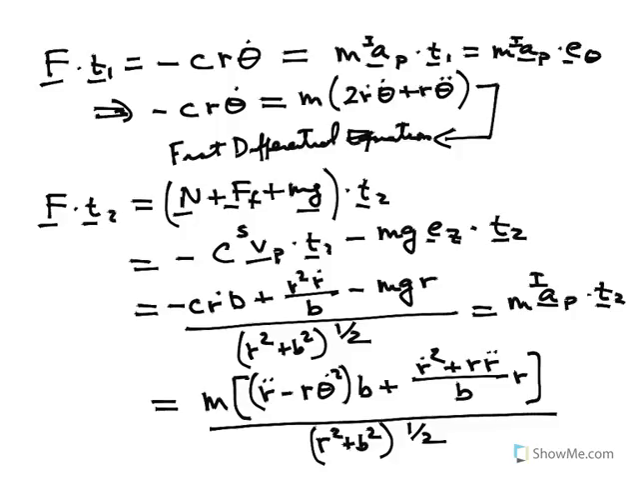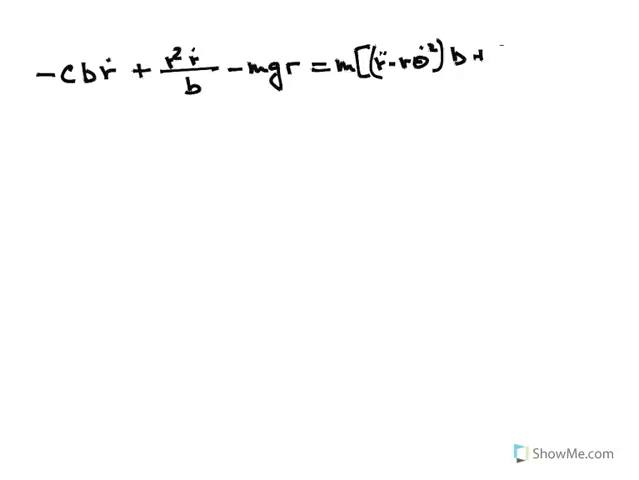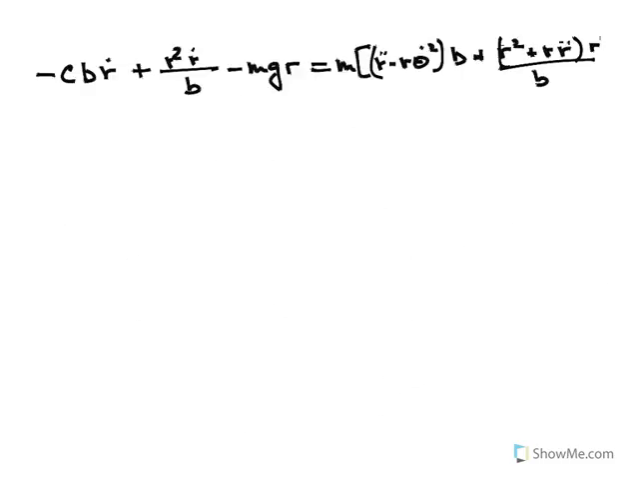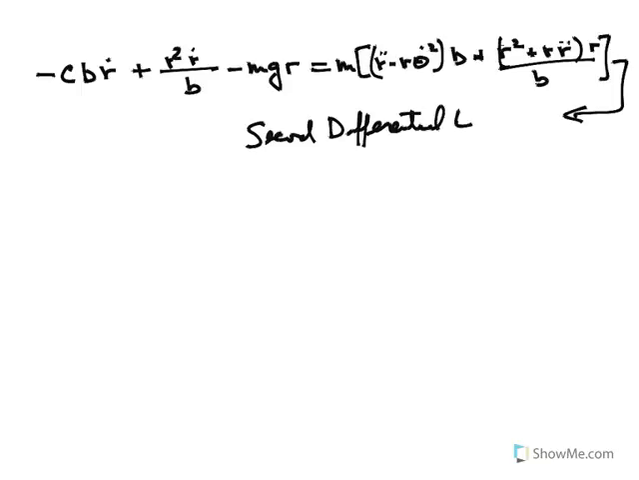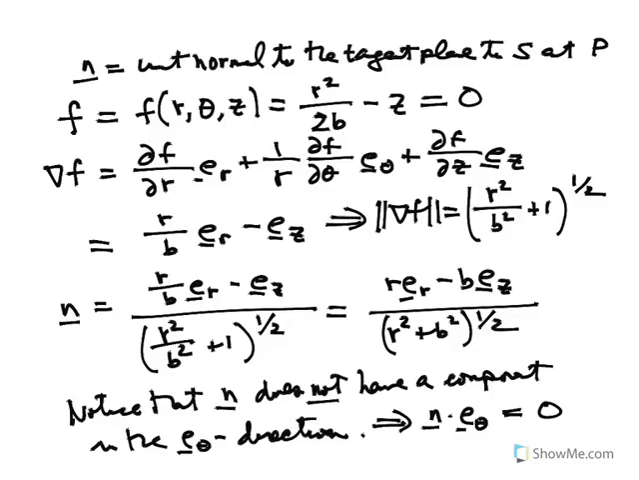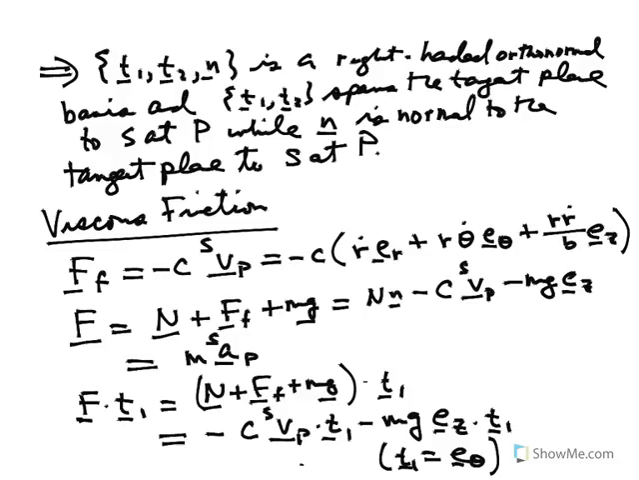then plus I've got r dot squared plus r double dot times r all divided by b, and that is the second differential equation. And that's for the case of viscous friction, which is what I started with over here. So we're doing viscous friction, and there's viscous friction right there.